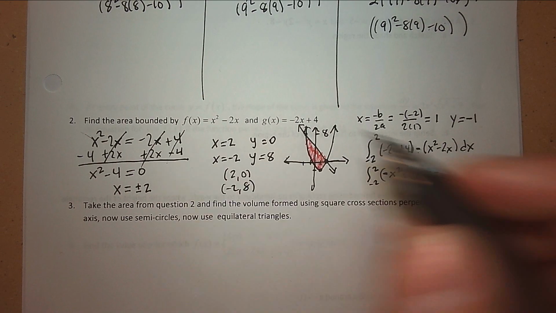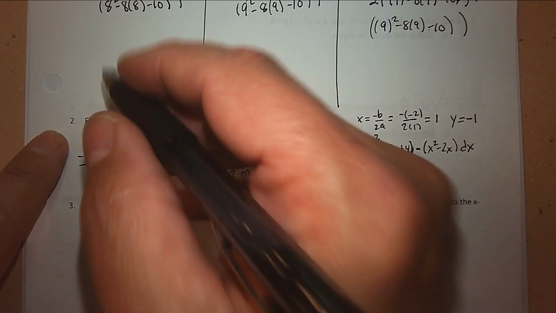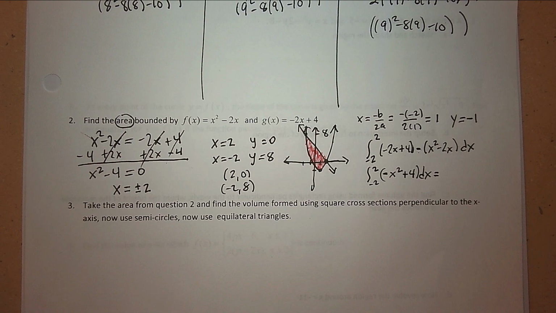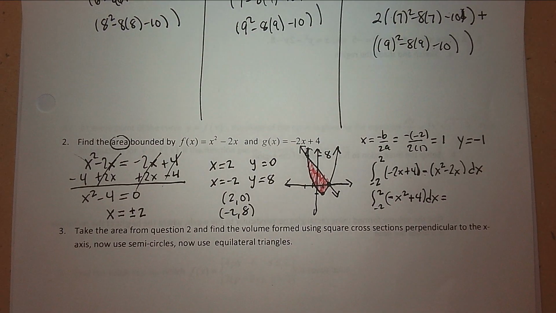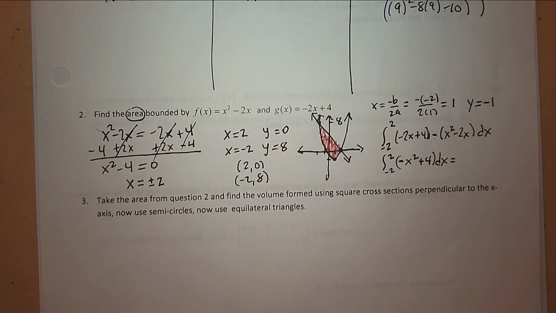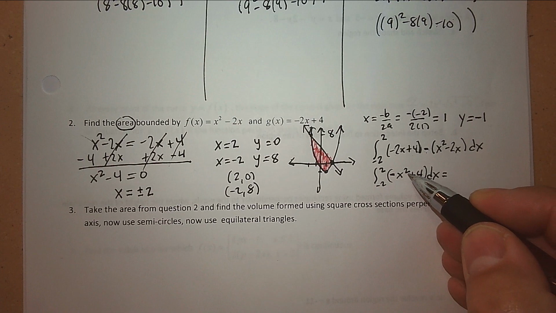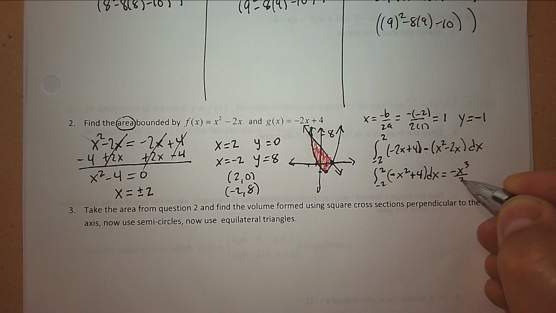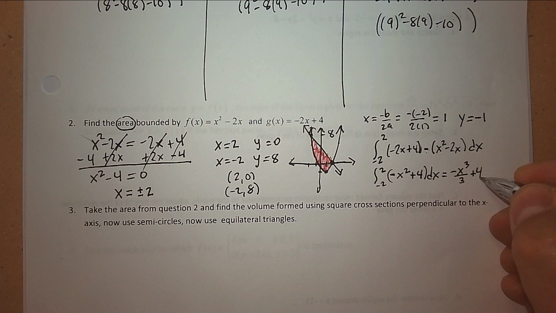The question says not just set it up, but to find the area. So what do I do next to find the area? Integrate it. This is not a fancy rule in calculus, just the anti-power rule. What do I do with the exponent? Which would become? And then what? And then how about the 4? What does that integrate to become? 4x. And I'm integrating from negative 2 to positive 2.